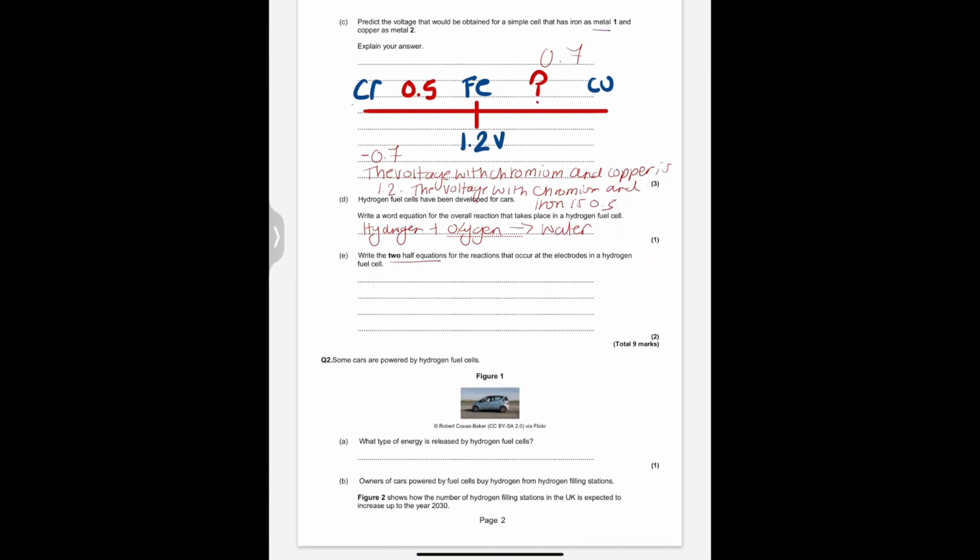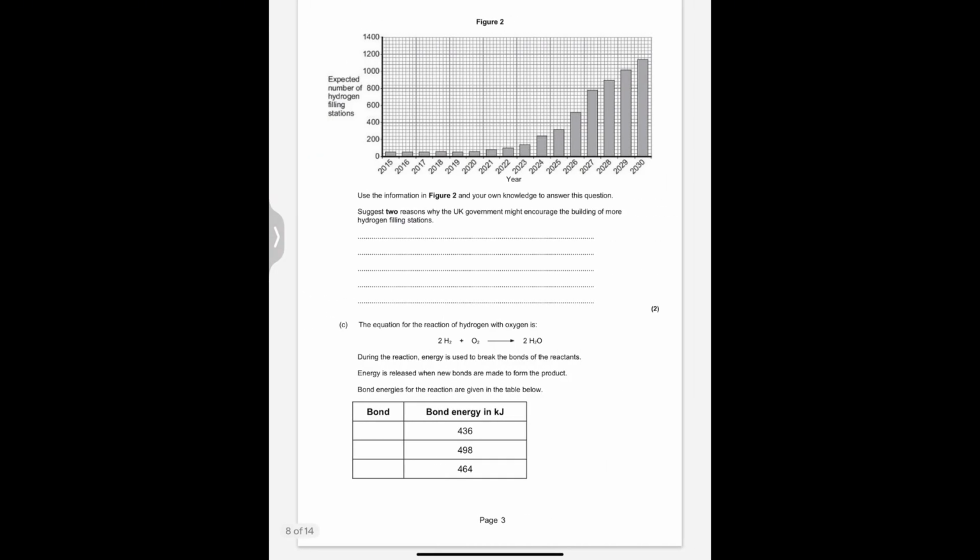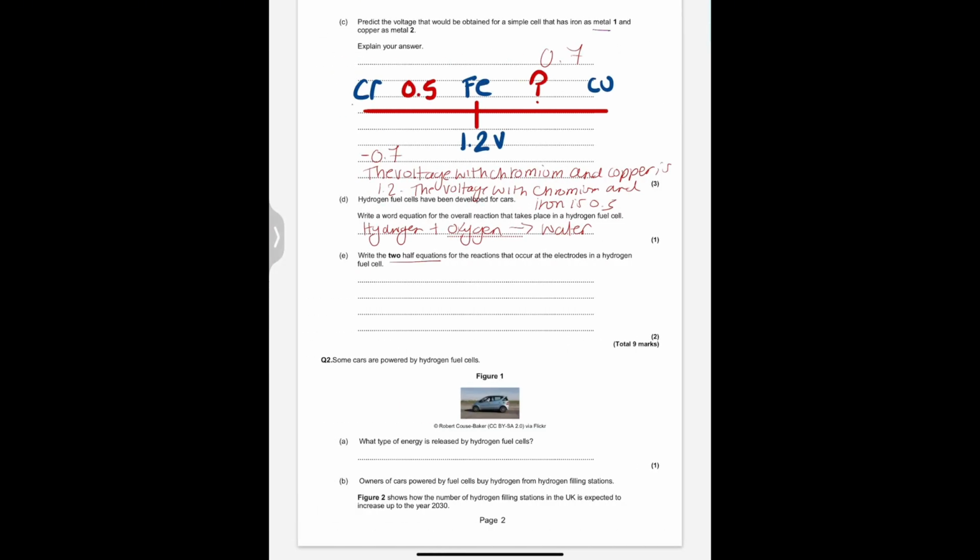Okay, just going to go through question 2. Just going to do part of question 2, and then I'm going to finish off from there. Okay? What type of energy is released by hydrogen fuel cells? It's going to be electrical energy. Okay? And, hold on, I just put that in the wrong place. Let me just write it down.